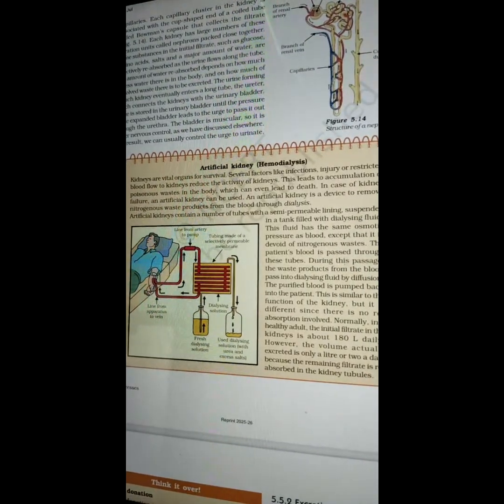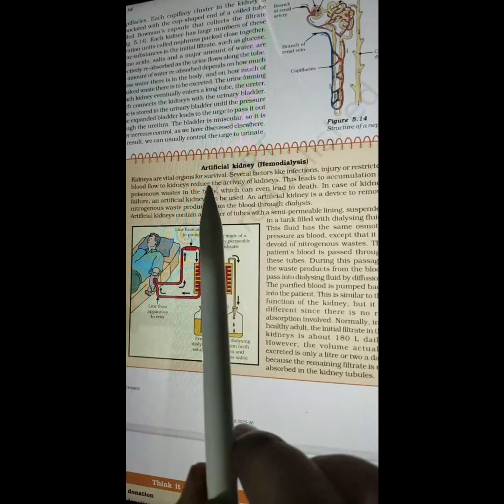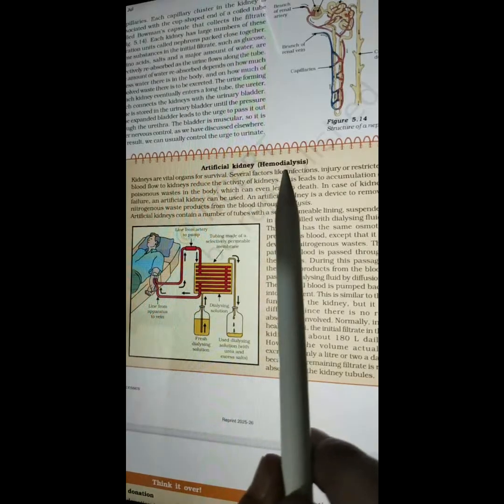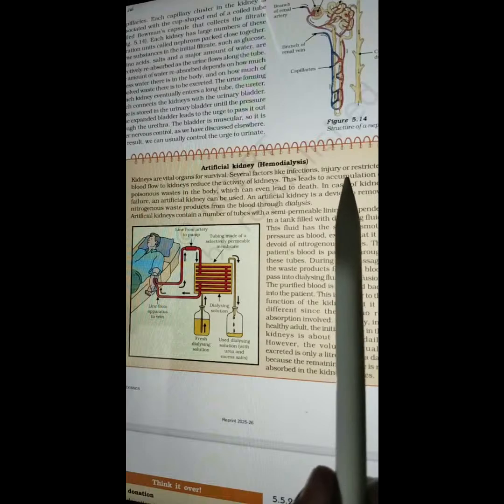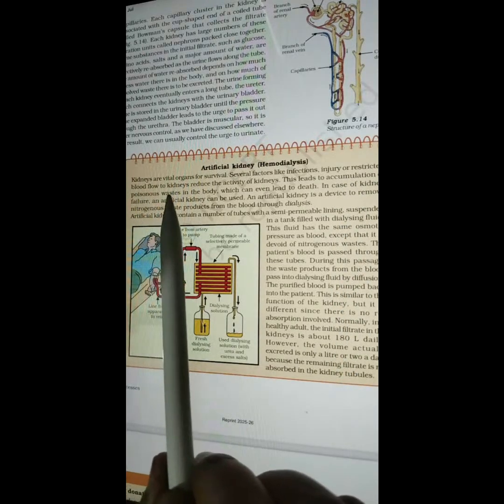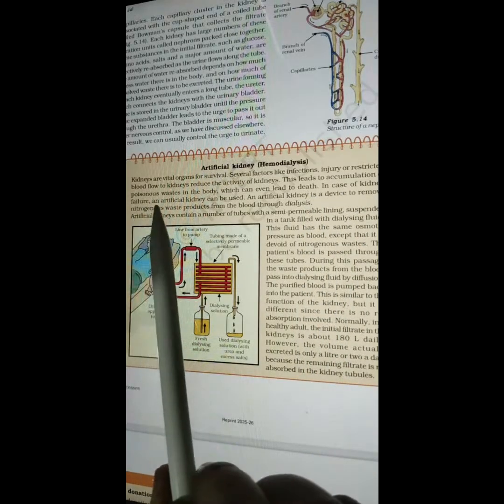This block is very, very important. It talks about dialysis, meaning the artificial kidney, also known as hemodialysis. Kidneys are vital organs for survival. Several factors like infections, injury, or restricted blood flow to kidneys reduce the activity of kidneys. This leads to accumulation of poisonous waste in the body, which can even lead to death.